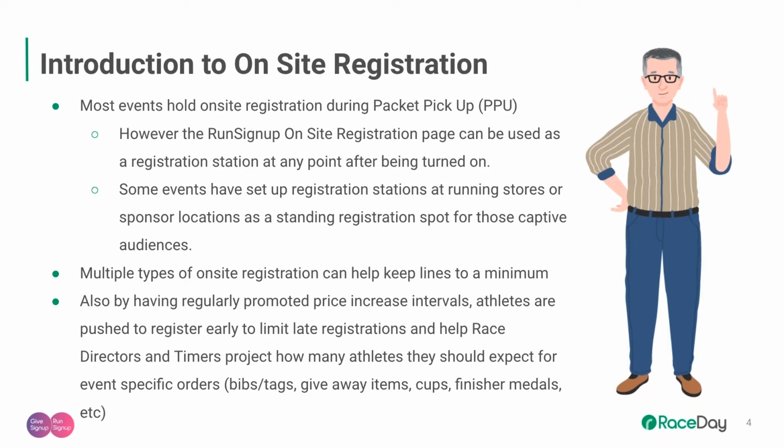And then multiple types of on-site registration can help keep lines to a minimum. We'll go through the three different types in just a second. One being online forms or paper forms, then your normal registration through RunSignup, and then finally the on-site registration tool that RunSignup has. And finally, by having regularly promoted price increase intervals, athletes are pushed to register in advance.